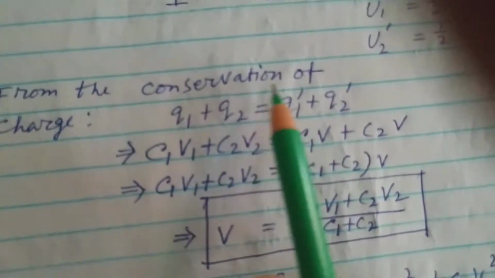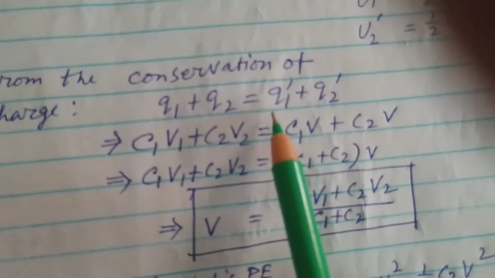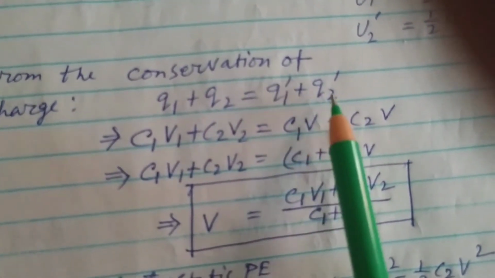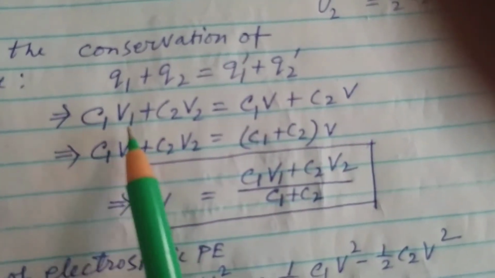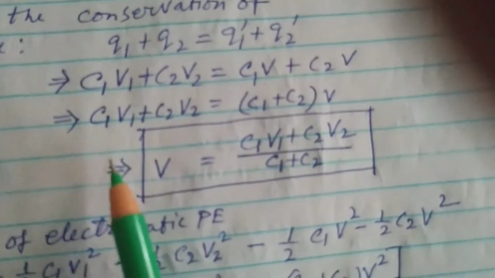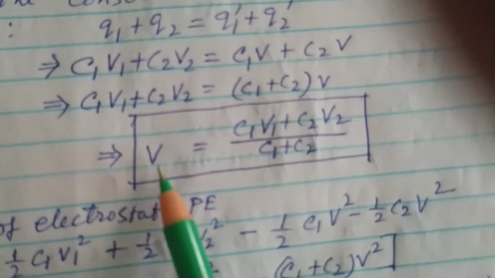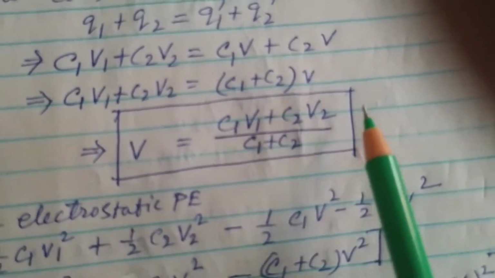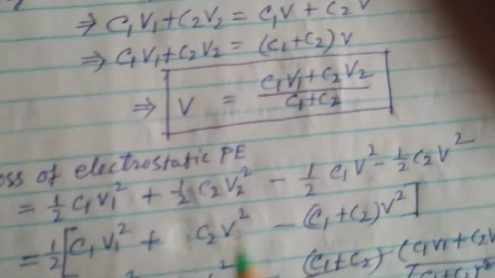Now, from the conservation of charge, we can write Q1 plus Q2 is equal to Q1 dash plus Q2 dash. So, here we have substituted the values: C1 V1 plus C2 V2 is equal to C1 V plus C2 V. We have taken V common here, and therefore V is equal to C1 V1 plus C2 V2 divided by C1 plus C2. This is the value of the common potential.